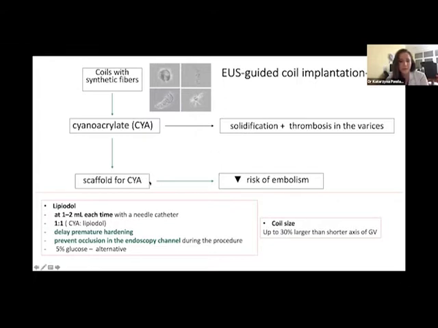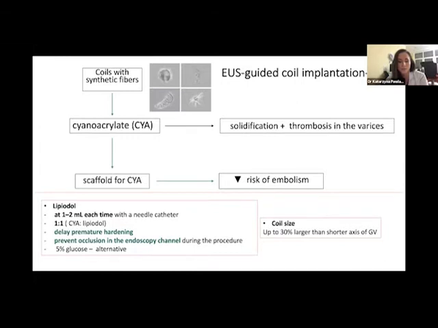And the third main element is Lipiodol. We are injecting about 1 up to 2 milliliters each time with a needle catheter. The good ratio between histoacryl glue and Lipiodol for this procedure is 1:1. Lipiodol is good because it delays premature hardening, but it also prevents occlusion in the endoscopic channel during the procedure.